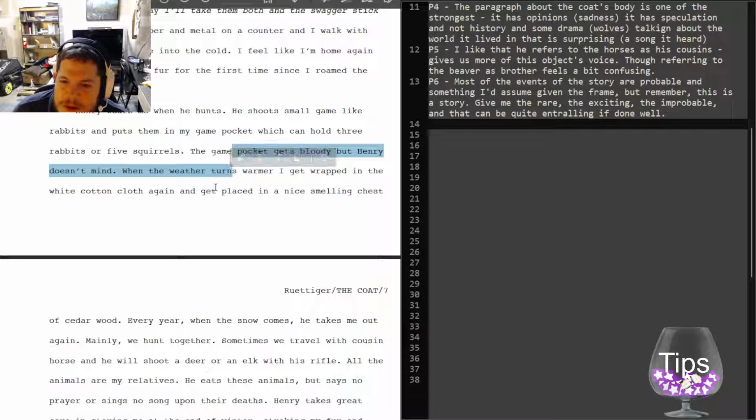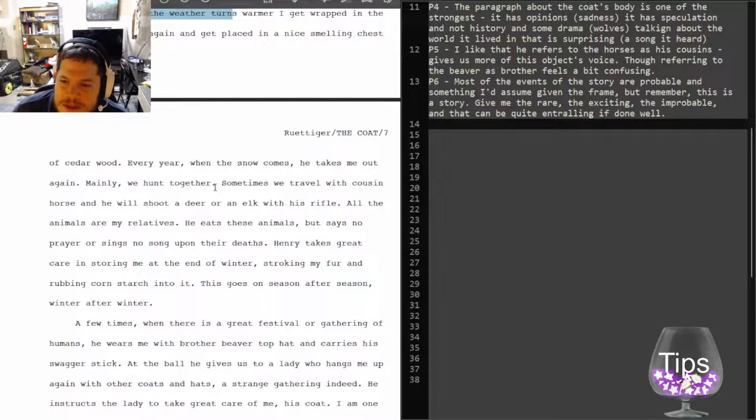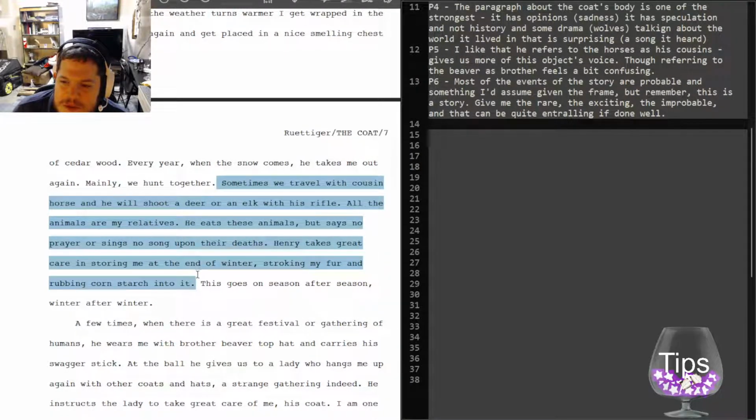The weather turns warmer. I get wrapped in the white cloth. Snow comes chasing again. Mainly we hunt together. Sometimes we travel. Eats these animals, but says no prayers or sings no songs upon their death.